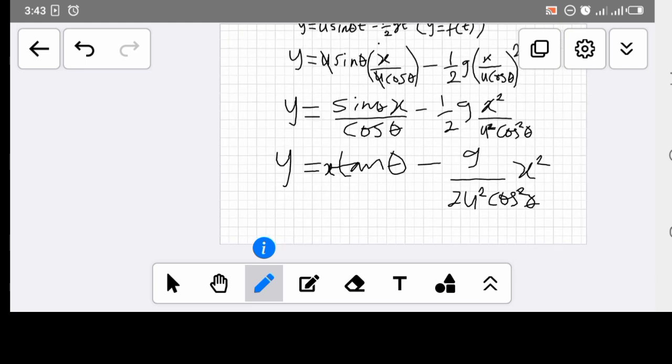So if we look at this form, we already express y in terms of x. So this is y equals x tan theta minus g over 2u squared cos squared theta x squared. So this is already a typical form of quadratic equation to prove that the path of a projectile is parabolic. So we've gotten this expression as a quadratic equation.